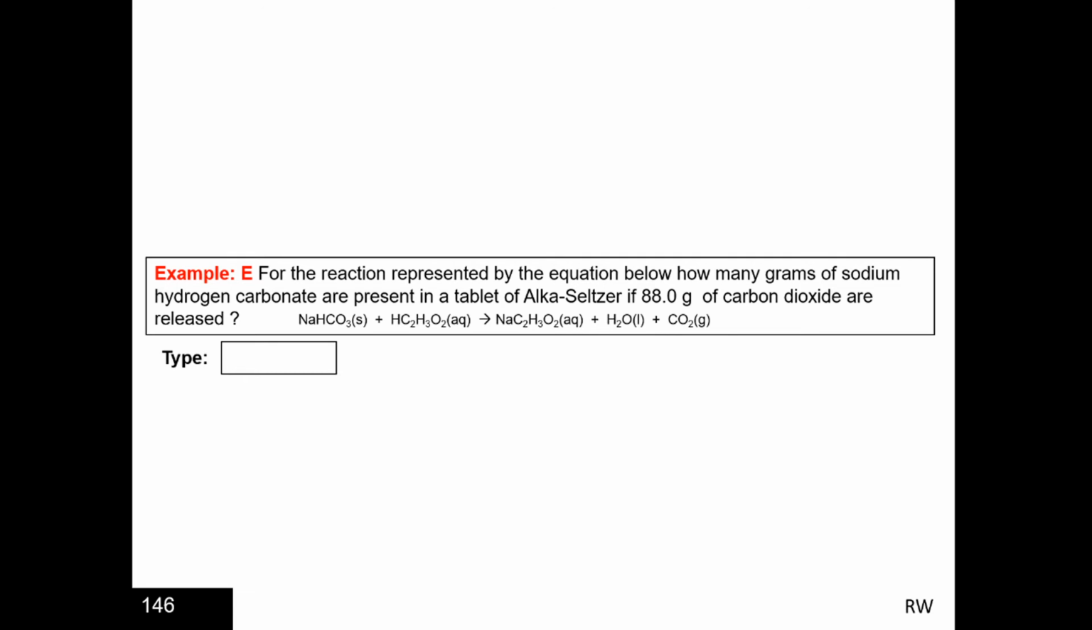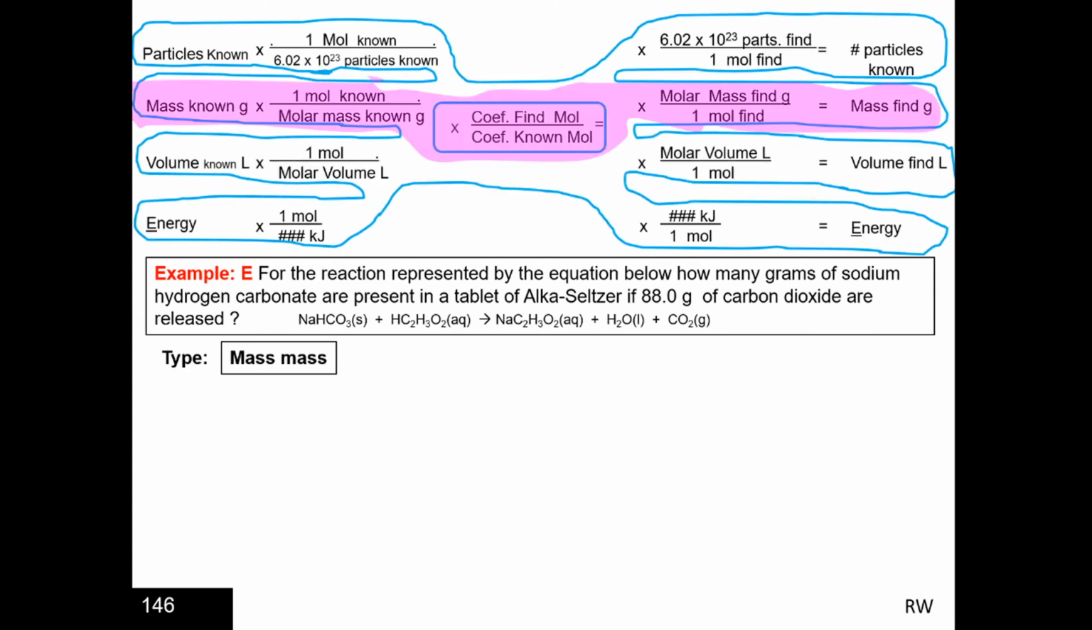For the reaction represented by this equation below, how many grams of sodium hydrogen carbonate are present in the tablet of Alka Seltzer if 88 grams of carbon dioxide are released? All right, so it's a mass-to-mass problem, so you're interested in that middle part of the stoichiometric equations.